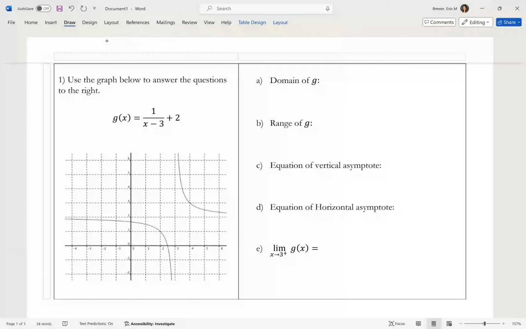All right, in this video, we'll be going over question 1 on your content check. A lot of teachers called it 5.1 because that's what matches in our notes, but we're going to be looking at this graph of g of x to answer these questions, okay?